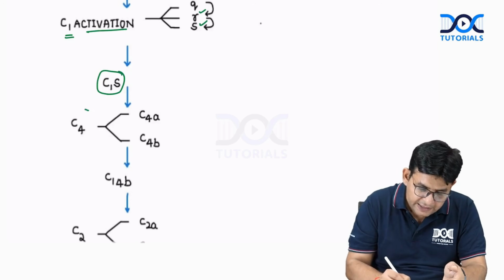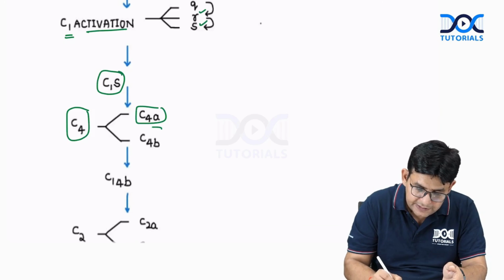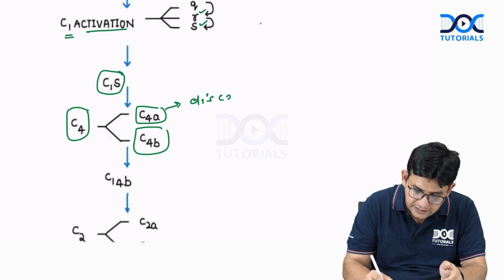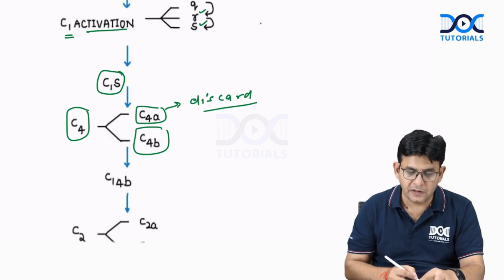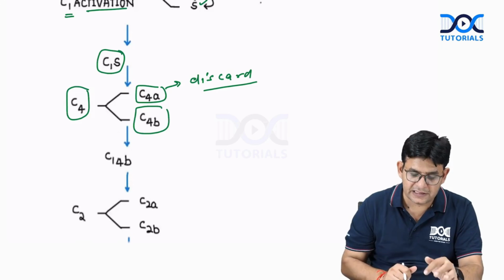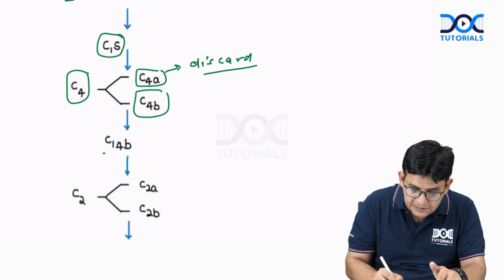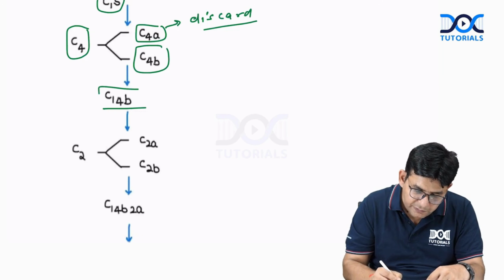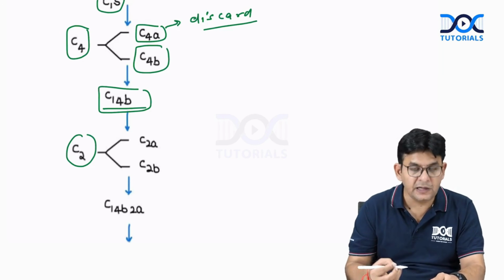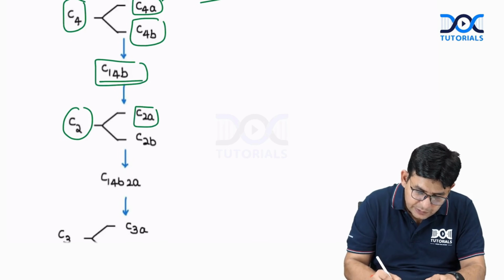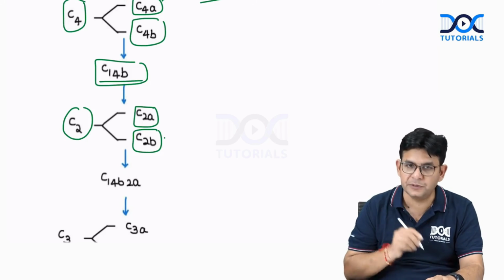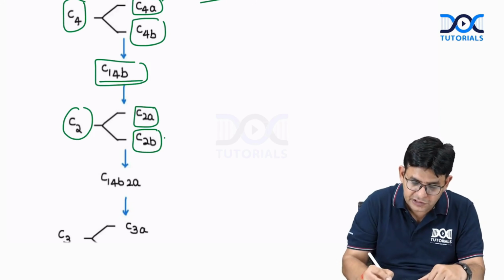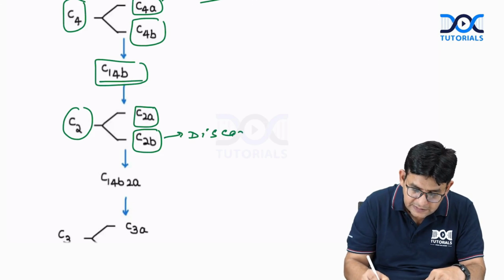What will it do? It will activate C4 and change it into what? C4A, C4B. As a rule, this C4A is always discarded. The A component is always discarded. Then what do you have? You have C14B. The carry forward is C14B. And this C14B will act upon which component? C2. Divide this into C2A and C2B. Now, here is an exception. I have just told you the A component is discarded, but it is not discarded here. The B is discarded. This is an exception which you should know.